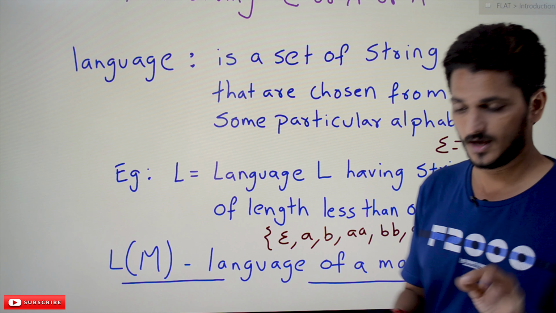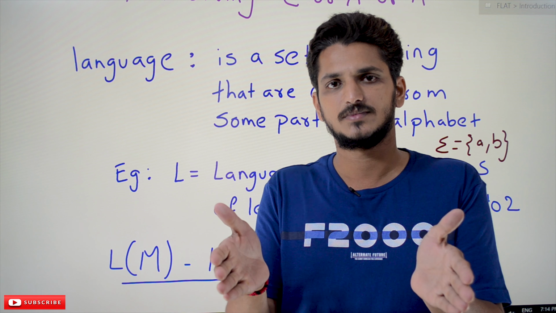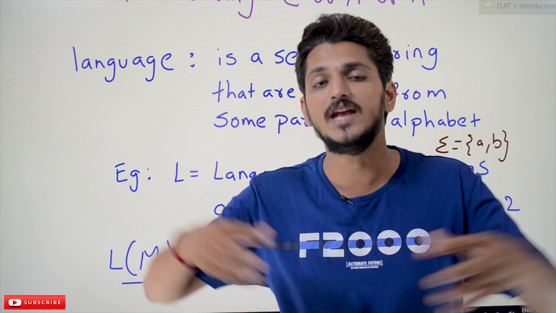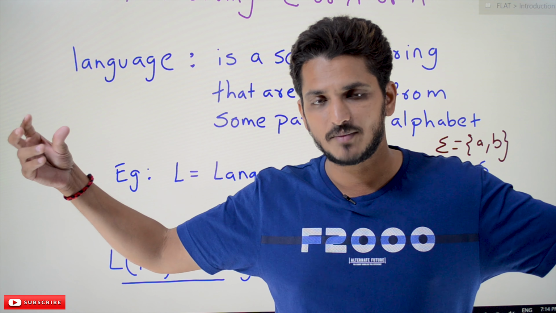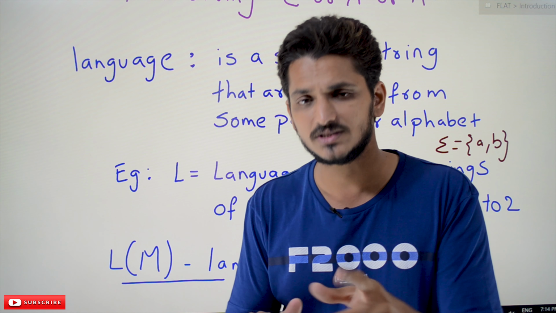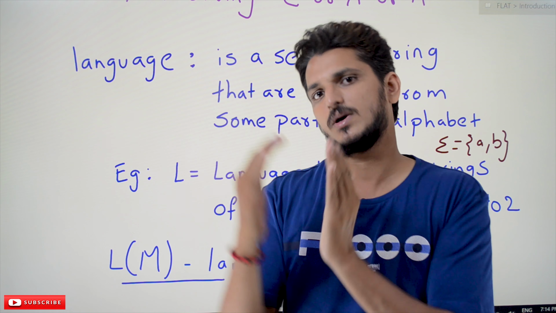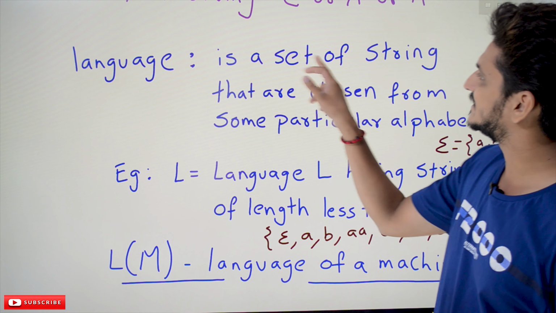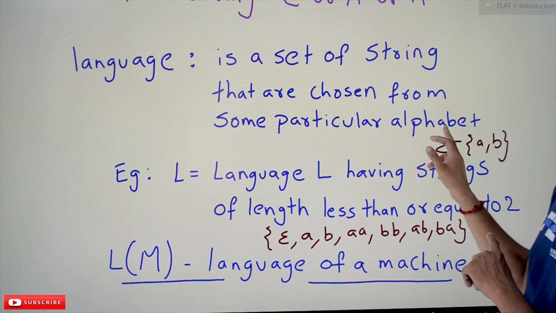See the point. Language means a set of strings. Based on the alphabet, we can generate an infinite number of strings. But all these infinite number of strings are not considered as a language. Language means out of this infinite number of strings, only a few of them are considered as a language. So language is a set of strings that are chosen from some particular alphabet.